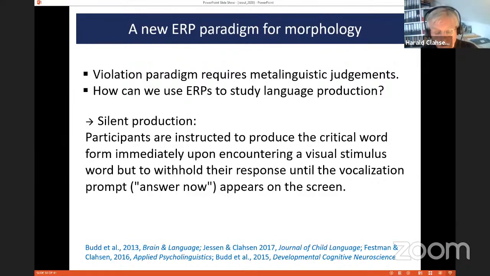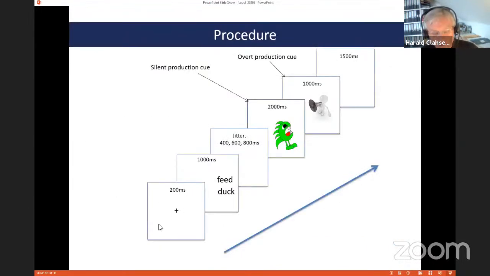So in a series of experiments that we've been doing over the last few years, we experimented with the silent production task to examine the electrophysiological activity in the brain, recorded for visually presented stimulus words. There is a whole pile of studies where we use this kind of technique. So here is what it looks like for the compounding task.